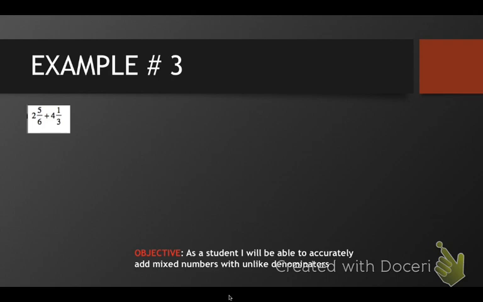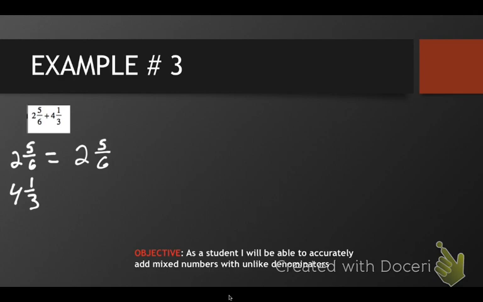Example number 3. What do we do here? Well, we have 2 and 5/6, and we have 4 and 1/3. Okay, so we need to find a common denominator. I'm going to be honest with you. If you do 3 and 6, you're going to get 6 as your common denominator. So let's just use 6. Okay, so that's going to be, remember, we keep our whole number, which is 2, and it's going to stay over 6. Since it's staying over 6, we didn't change it.